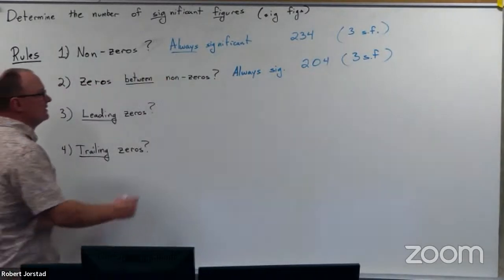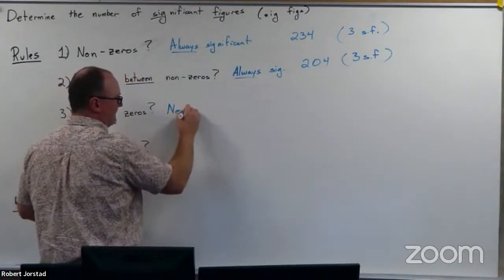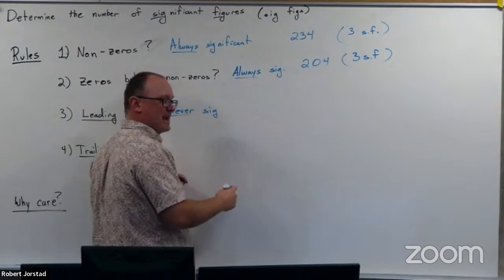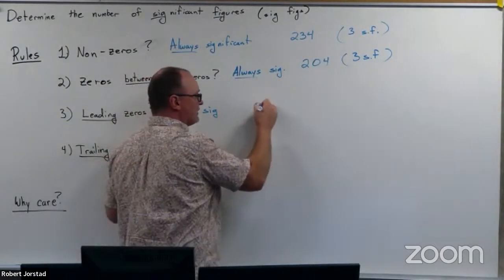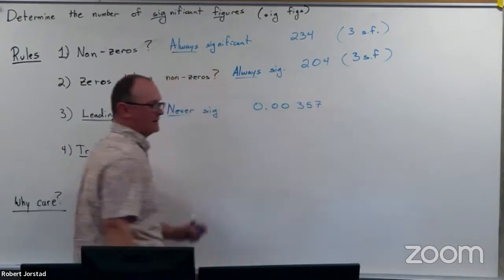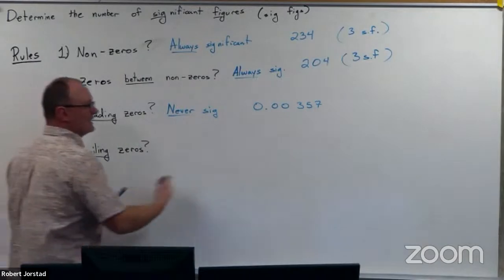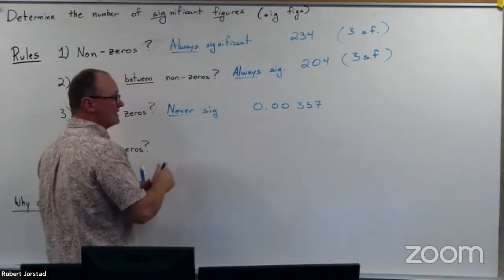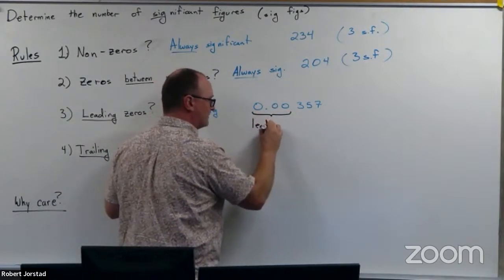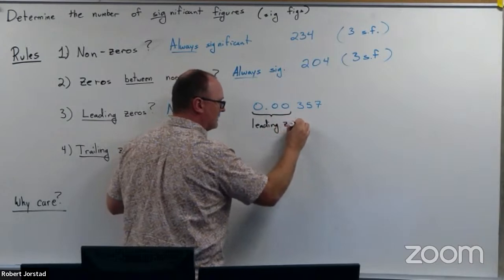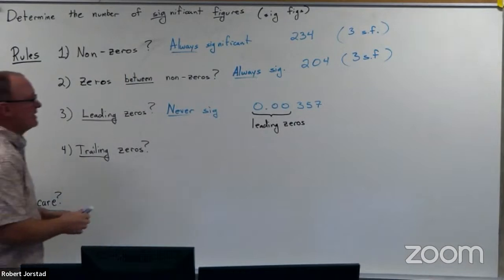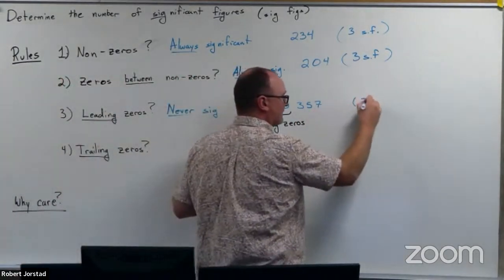Leading zeros are never significant. A leading 0 is a zero that comes at the beginning. These usually come in the form of 0.00357, let's say. These are called leading zeros because they're at the leading edge of the number. Never significant. So in this case, this would be 3 sig figs again.